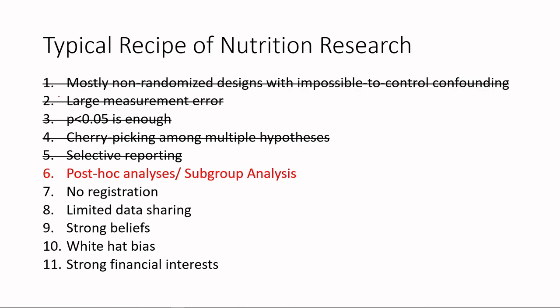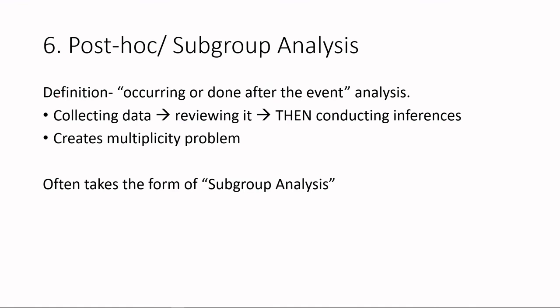For number 6, we have post hoc analysis and subgroup analysis, which I added. The definition of post hoc means occurring or done after the event. In terms of statistical analysis, this means collecting data, reviewing it, then conducting inferences from it. Essentially, researchers can apply an extremely large amount of inferences to a data set after collecting it if they do not have any outcomes registered a priori or before the study was started.